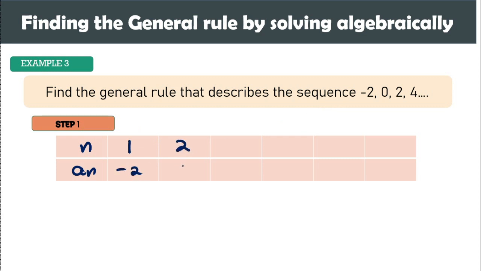A sub 2 is 0. A sub 3 is 2. A sub 4 is 4. So the next step in this is we're going to find the difference. Step 2 is we're going to find the difference of each term of the sequence.